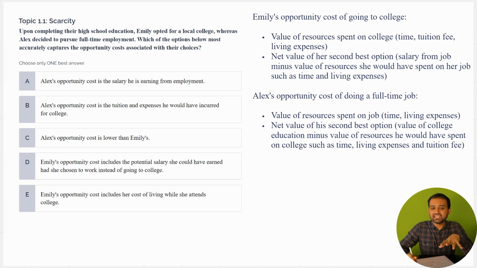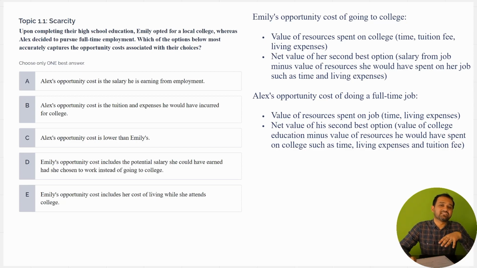It has given us 5 different statements, 3 about Alex's opportunity cost and 2 about Emily's opportunity cost, and they're essentially asking us to identify which one of them is a component of their opportunity cost. Now, sounds very confusing, right? Because we thought opportunity cost is fairly straightforward. What's the next best thing you give up?